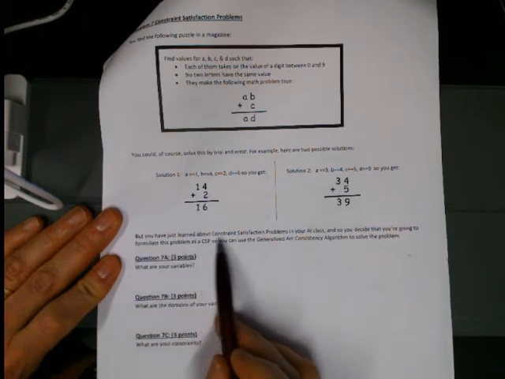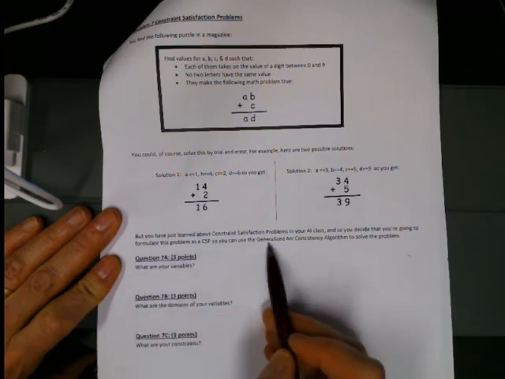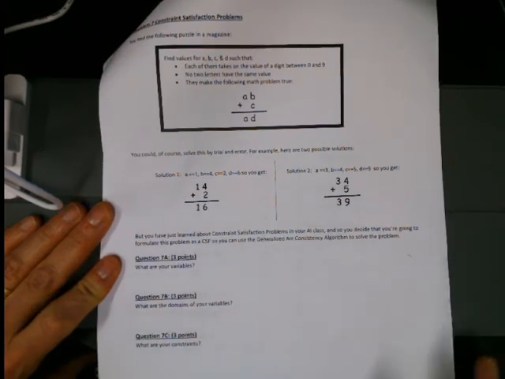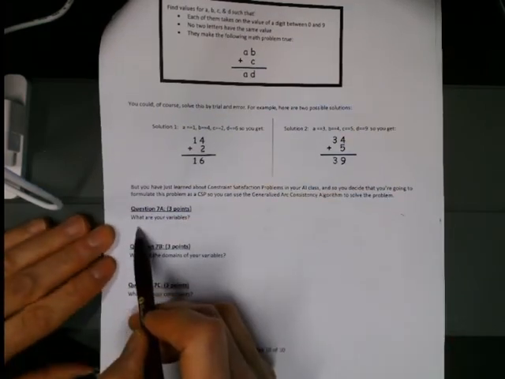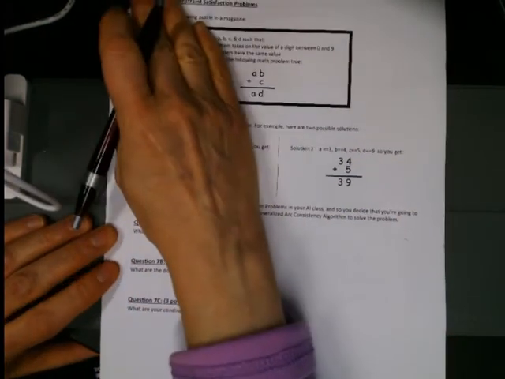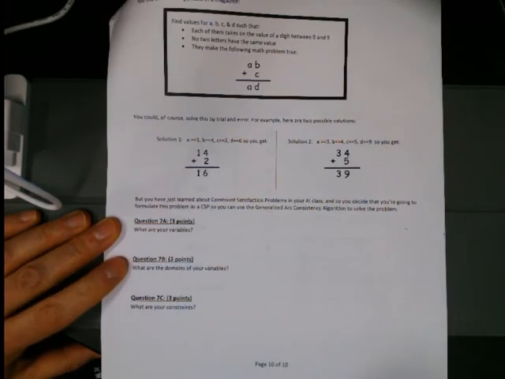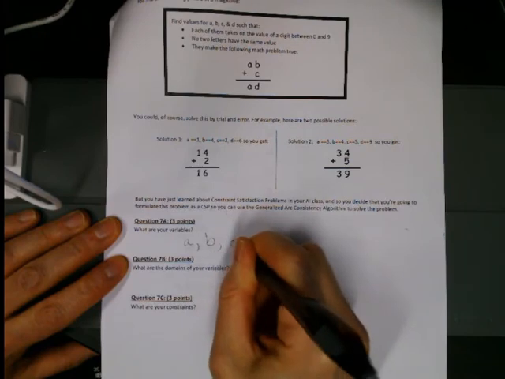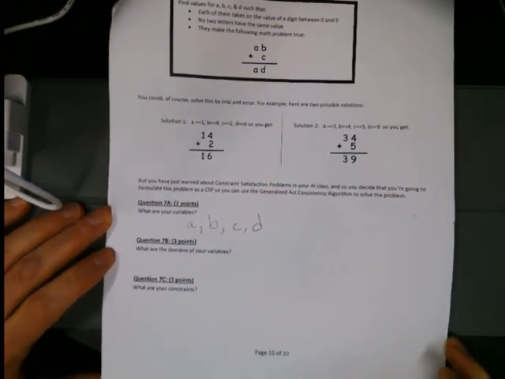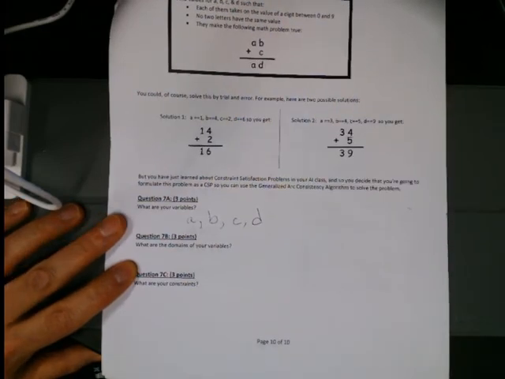But you've just learned about constraint satisfaction problems in your AI class, and so you decide you're going to formulate this problem as a CSP, so you can use a generalized arc consistency algorithm to solve the problem. And I don't actually ask you to solve the problem using GAC, but I do ask you a few questions about this. So part A is, what are your variables? The most obvious solution that I think pretty much everybody picked here is my variables are A, B, C, and D, right? What are the domains of your variables? Well, the domains for each of them are the digits 0 through 9.